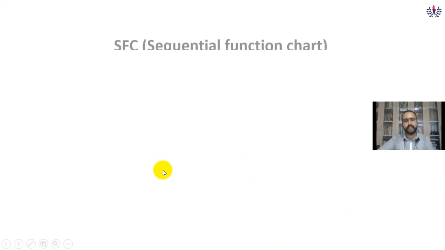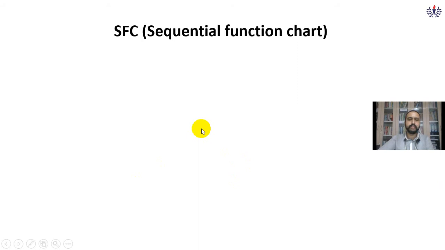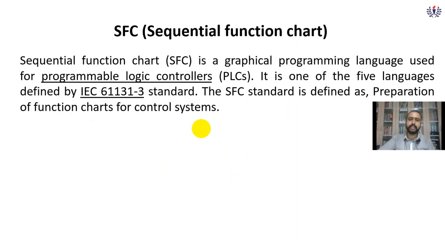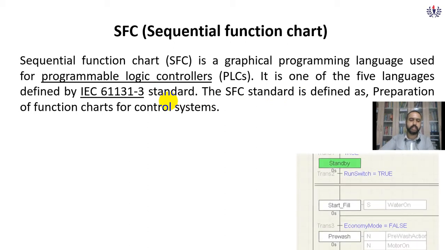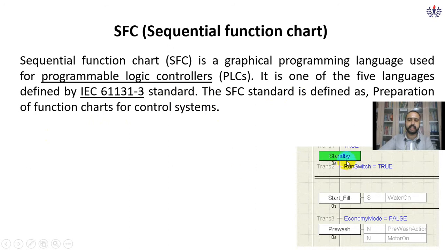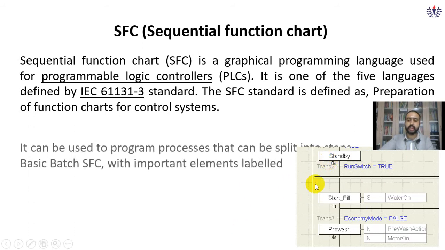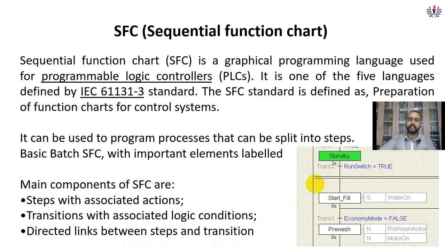In this, you're going to work with the SFC, that is the sequential function chart. The sequential function chart is a graphical programming language used for PLCs. It is one among the 5 languages defined by the IEC 61131 standard. The SFC is used for doing control function systems. The first part is the steps. In the steps you can give the action plans, and in the transitions you can give the conditions. And finally the line which joins both is named the links.